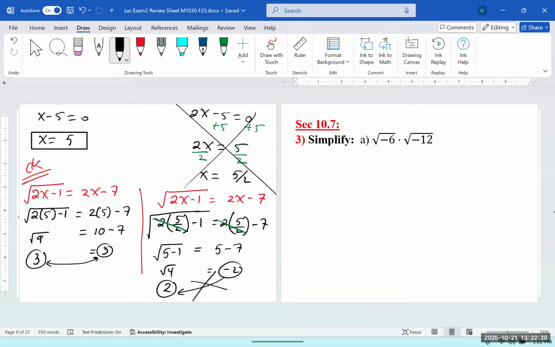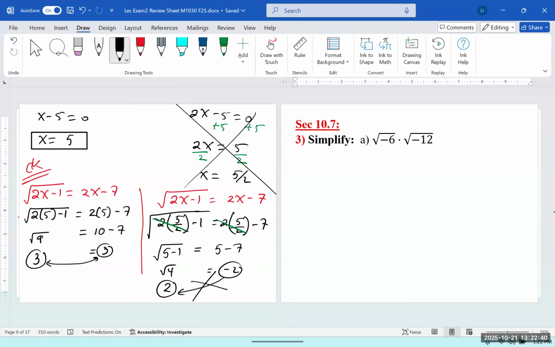So we have square root of negative 6 times square root of negative 12. Do you know what's the common mistake to solve this question? Any idea? Common mistake? Exactly. People, the first thing they do is they multiply -6 with -12, and they think, oh, life is easy, because 6 and 12 become positive, which is wrong.